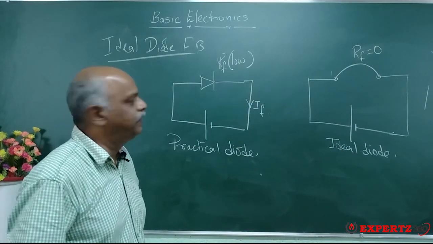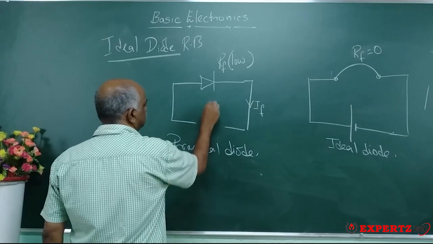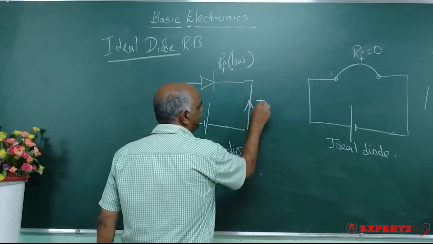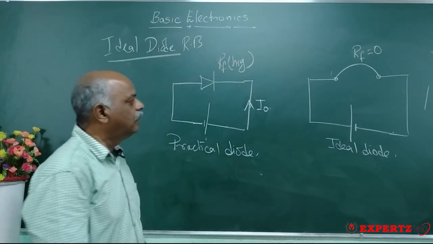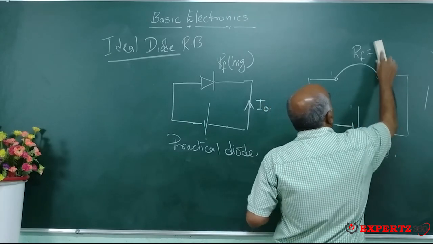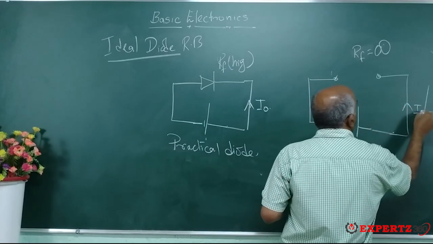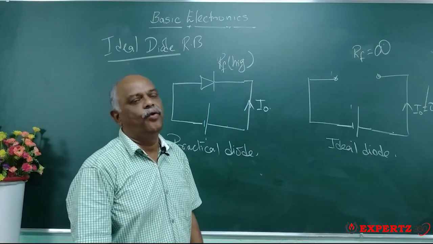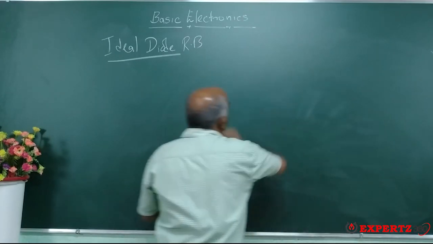Now, I will go for a reverse bias condition. Ideal diode under reverse bias. Here the current is in the opposite direction and this is I naught. This is a practical diode, and the resistance here is very high. Now, when I come to an ideal diode, RR is equal to infinity. Therefore, there is no flow of current. I naught is equal to 0. This is the condition for an ideal diode under reverse bias condition. So, a practical diode and an ideal diode. Let us compare.